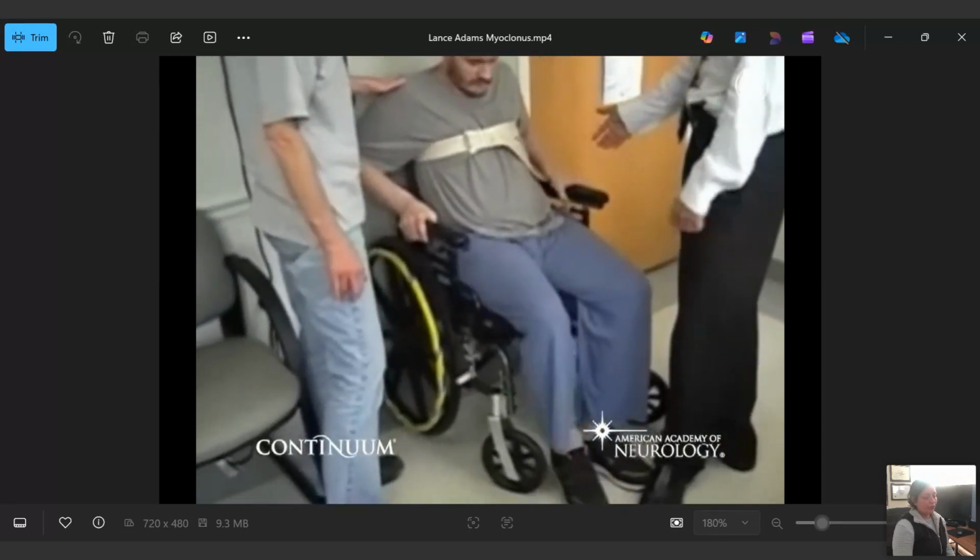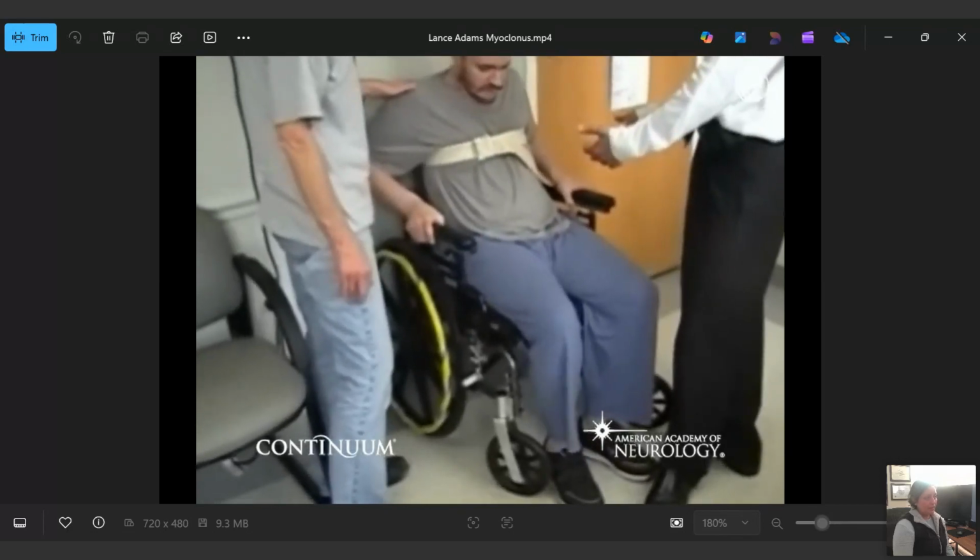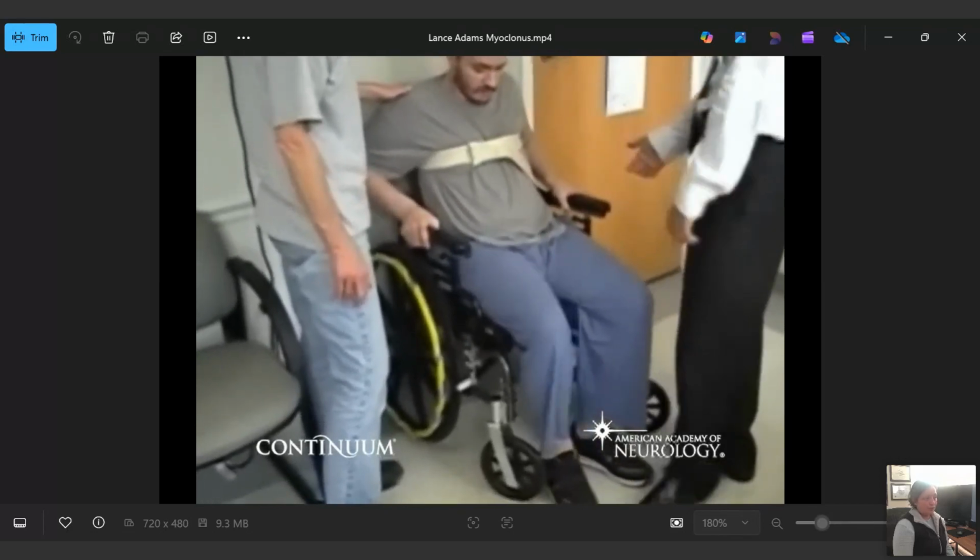So the patient is clearly following commands, seems to be cognitively intact, but is having these jerking movements.